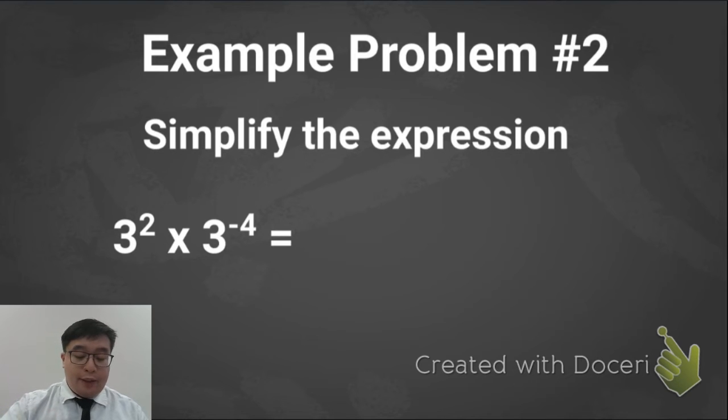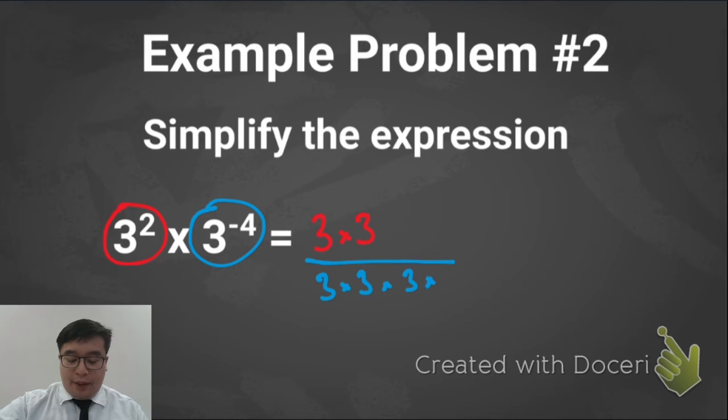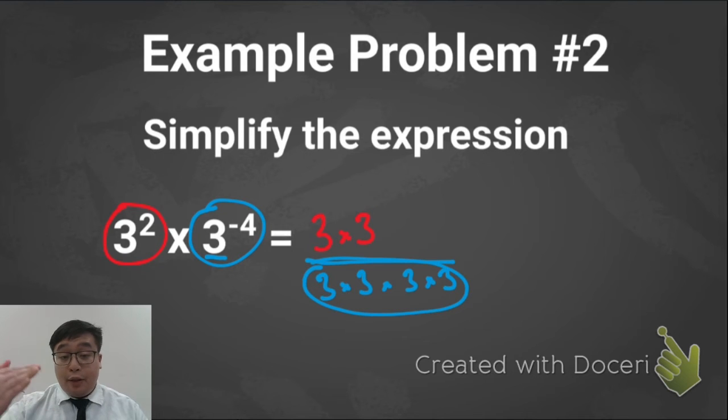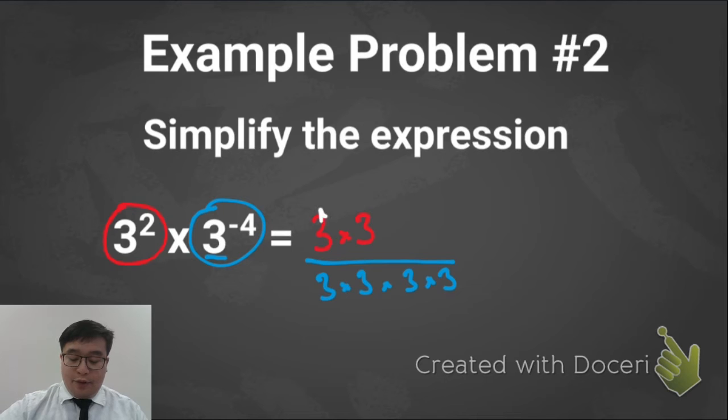Here I have 3 to the 2nd times 3 to the negative 4th. So starting with 3 to the 2nd, this tells me I have 2 of these 3's all being multiplied together. When I have 3 to the negative 4, this tells me I'm dividing by all of these 3's. So divide by 3 for a total of 4 times. And again, what's happening is I'm taking these 3's and moving them to the opposite spot. They're moving to the bottom. So now let's start canceling. Cancel, cancel. And so what do we have left over?